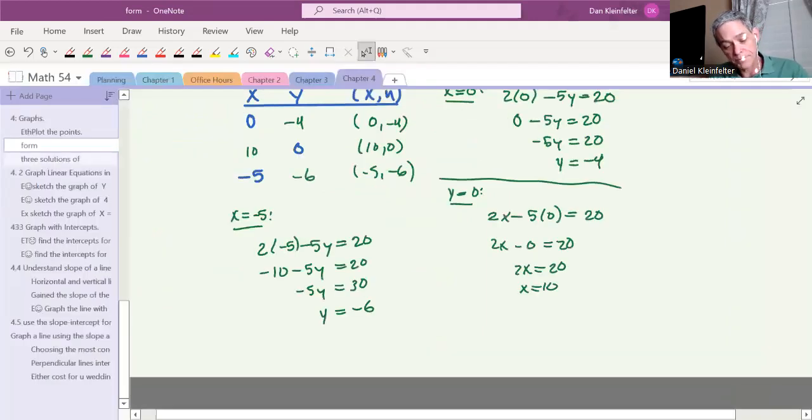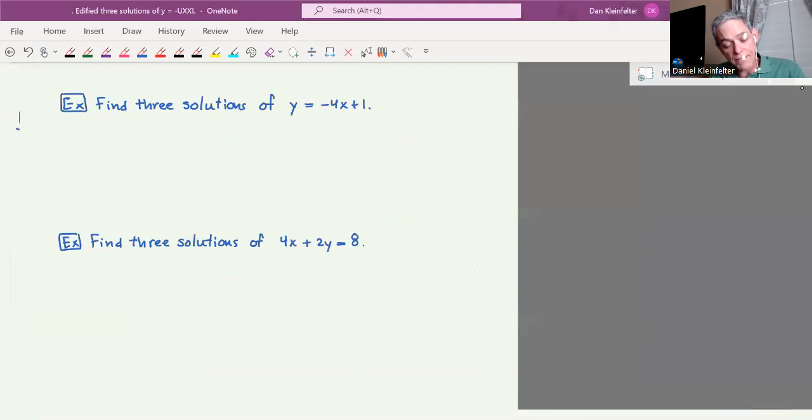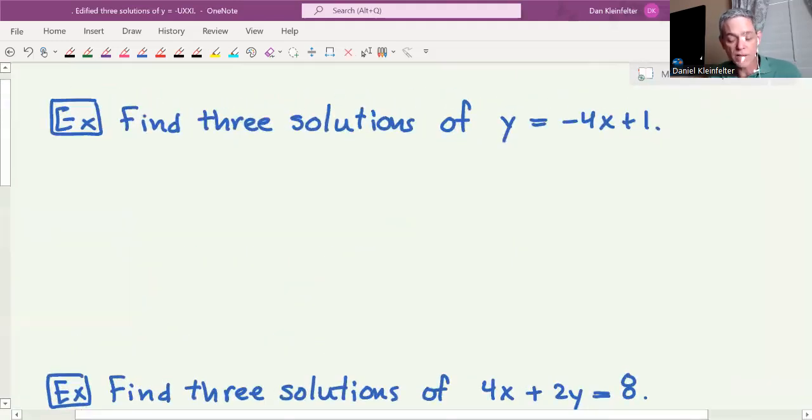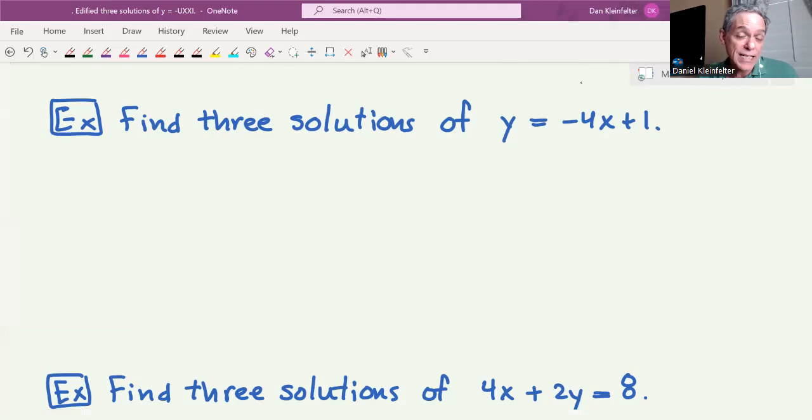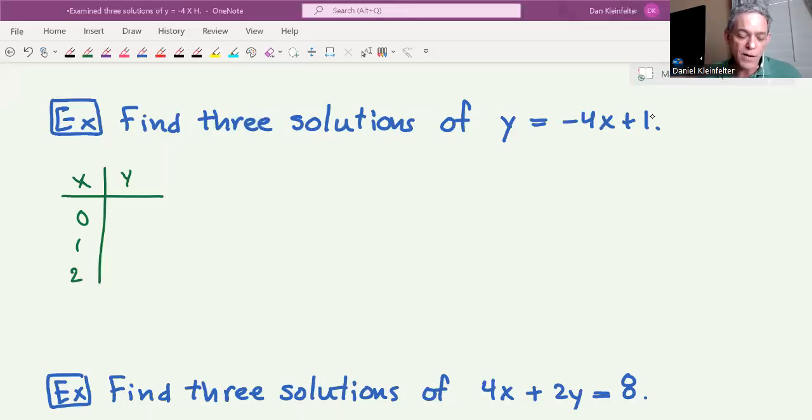Moving on. A couple more examples. Here we're going to find three solutions of y equals negative 4x plus 1. Here there will be infinitely many solutions. So it's up to you to choose an x and calculate the y. And we're going to do that a total of 3 times. So at this point, pause the video and then restart it and see how you did. All right, so I'm going to use x's of 0, 1, and 2. Of course, you possibly chose different x's, and that's okay. But the method's going to be the same, and you'll be able to check how you've done.